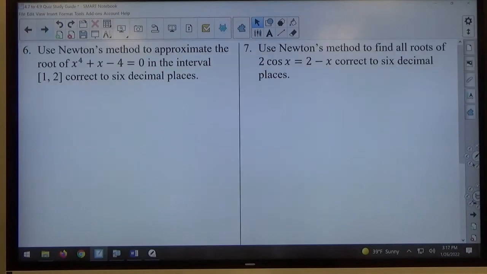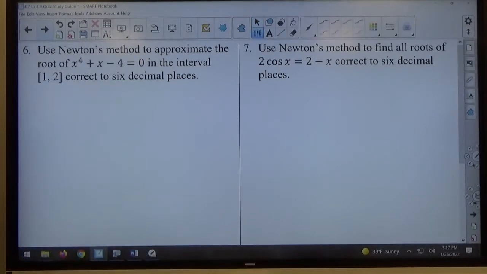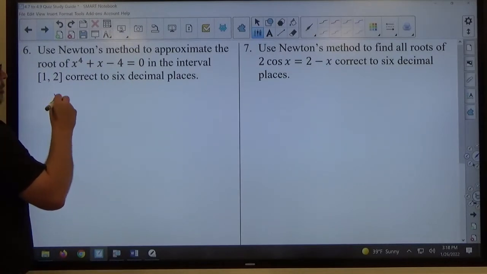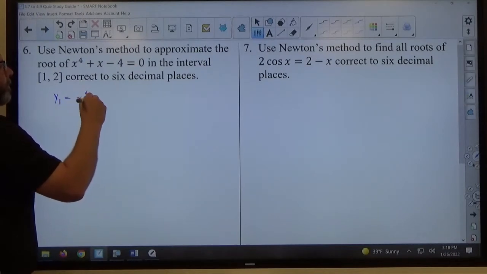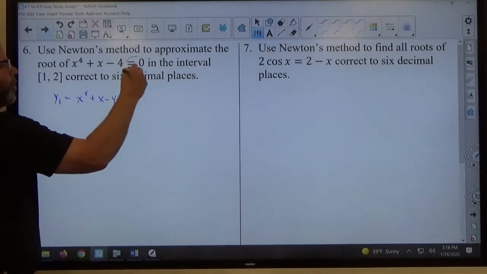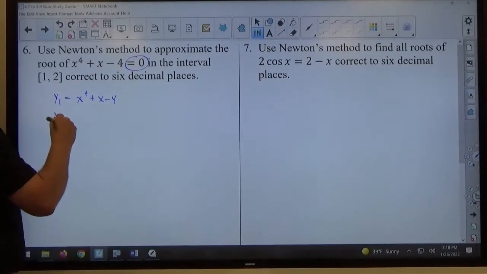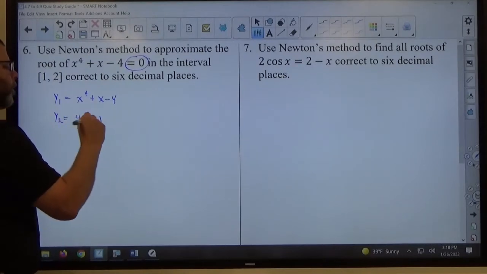Got 6 and 7 together because the method is easy. So I'm trying to find the root of this function that's equal to 0. So like we talked about in class, f of x, I'm going to call it y sub 1, is the function we're trying to solve. And equal to 0 is required, so if it's equal to 0, you're ready to go. y2 is going to be the derivative of that, so it's going to be 4x cubed plus 1.